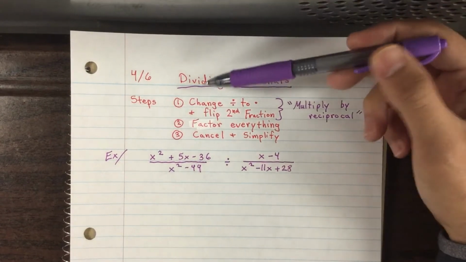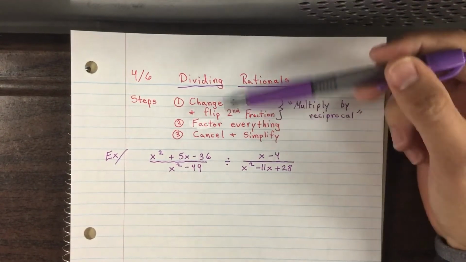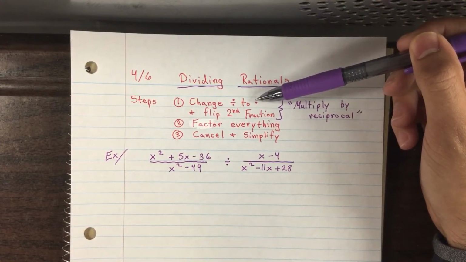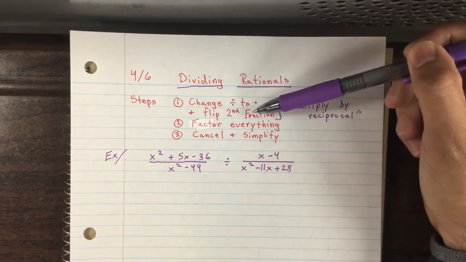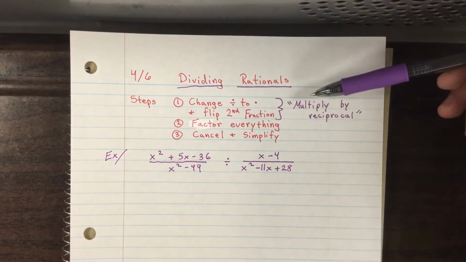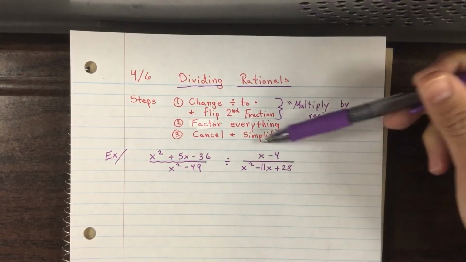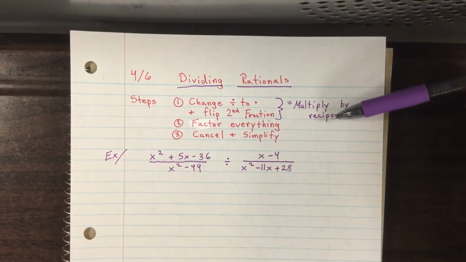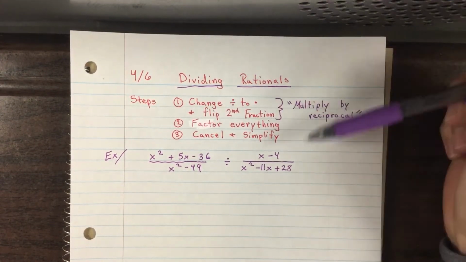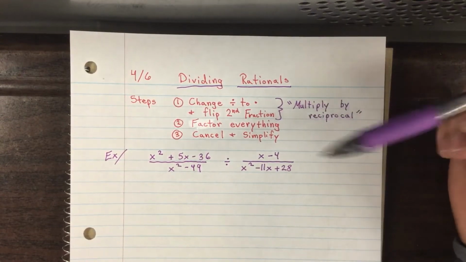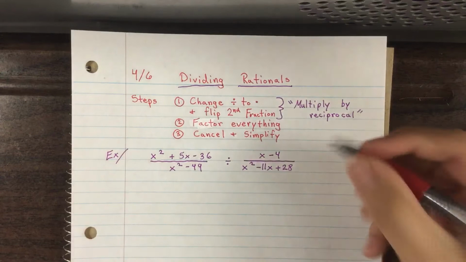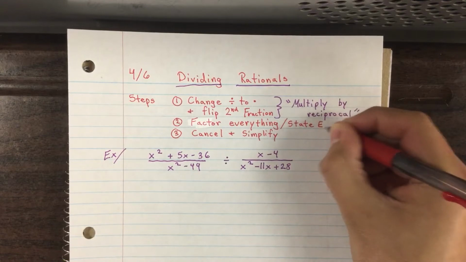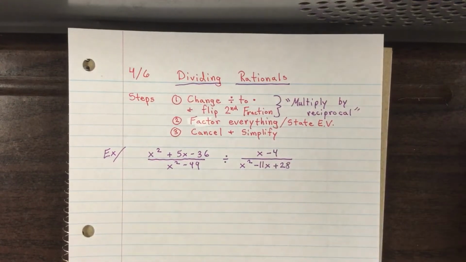Our very first step is the most important step. Whenever you have a division sign, you're going to want to change it to multiplication, and you're going to flip the second fraction, because technically what we're doing is multiplying by the reciprocal. But that's only going to affect the second fraction. So step number 1, multiply by the reciprocal. Step number 2, factor everything and state your excluded values. So let's write that in. State your EVs, and then cancel and simplify.